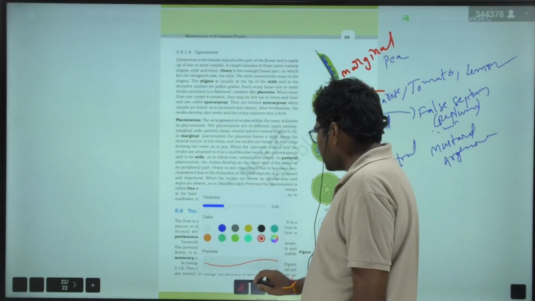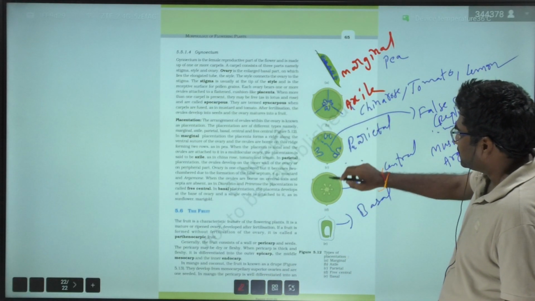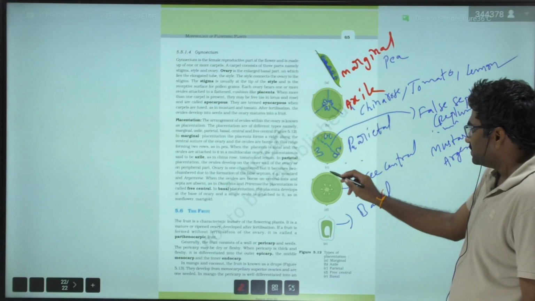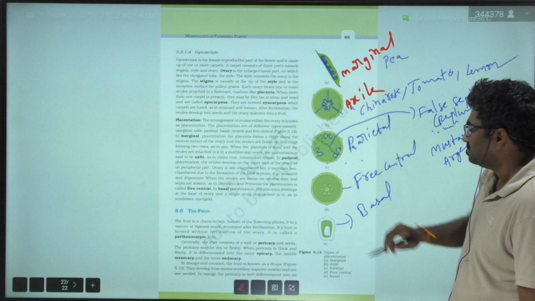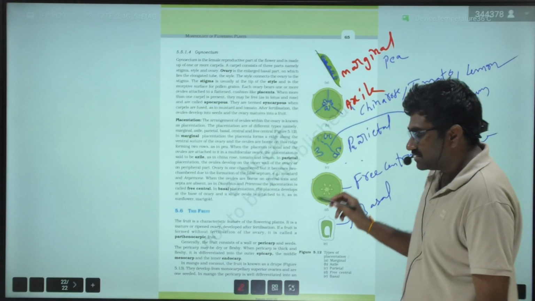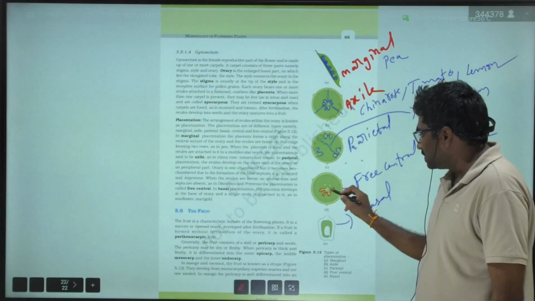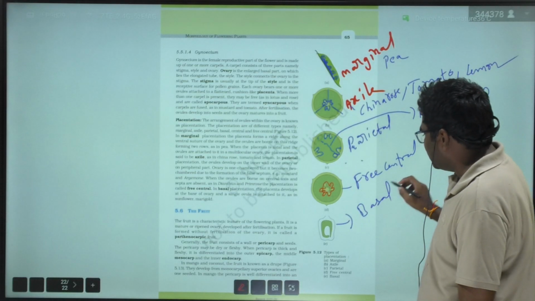Now free central placentation. There is a small difference between free central and axial placentation. In free central placentation there is no septa, whereas in axial placentation there are septa. The placenta develops in the center, and the ovules are borne on it without septa, that is free central. Examples: primrose and dianthus.